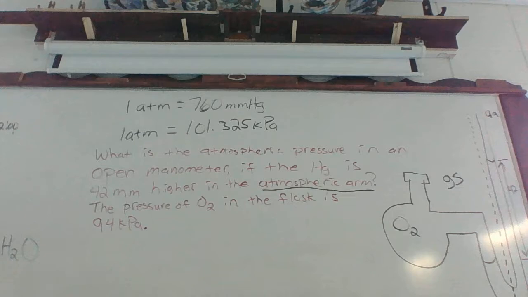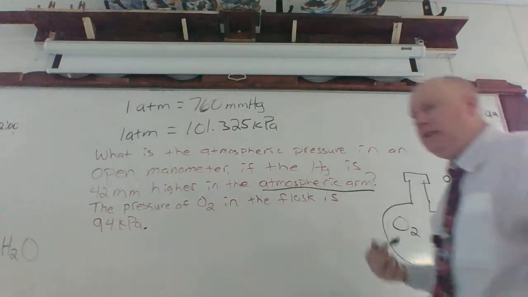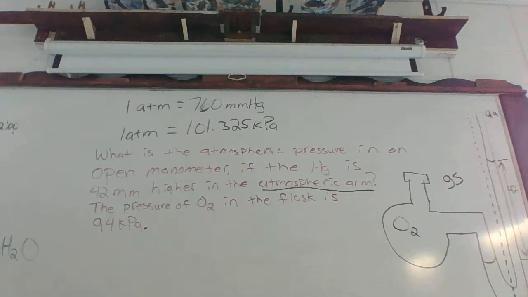Now, one of the things we have to do is account for this 42. This 42 millimeters of mercury we need to convert to kilopascals. One of the things that we would do, this is going to be a three-step problem, because notice we went from atmospheres to millimeters of mercury. We did not go from millimeters of mercury to kilopascals. That's not a two-step problem, that's a three-step, and this is why.